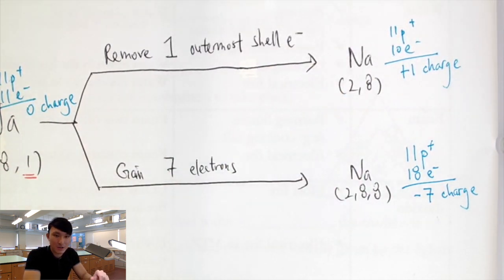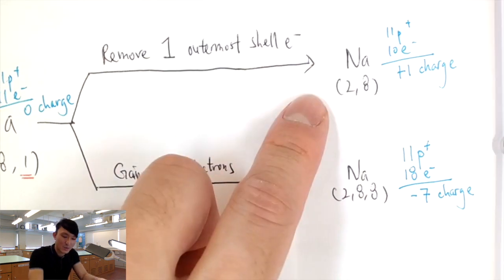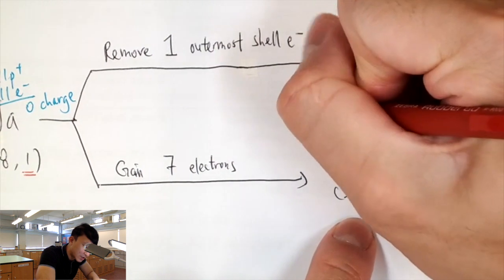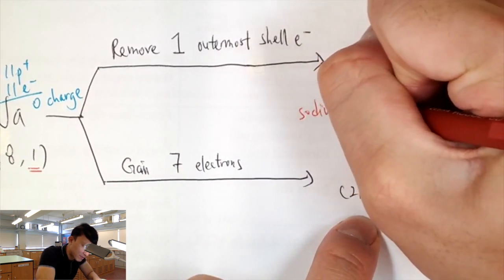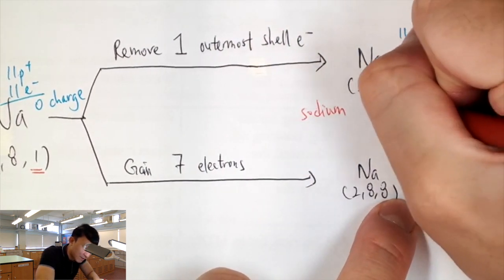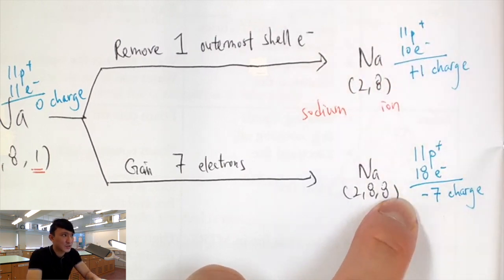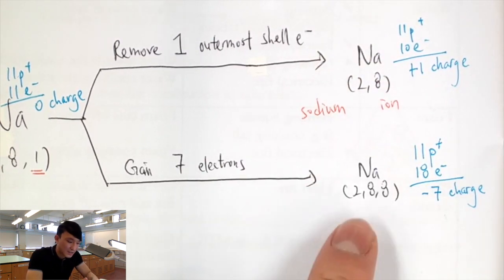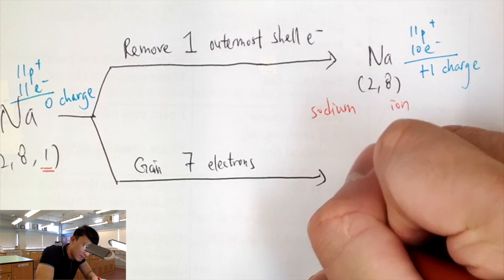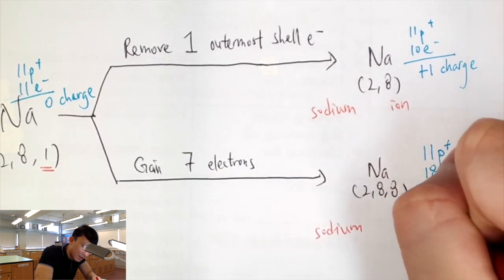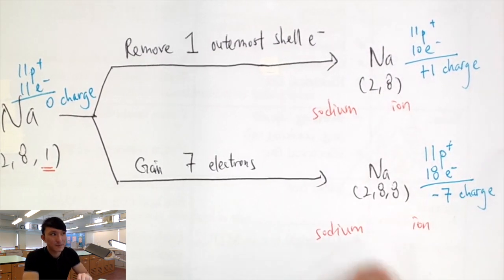Now they become something called ions. So here we call this one actually sodium ion. Now leave some space here. Sodium ion. Okay? And this one is also sodium ion. Leave some space here. Okay?